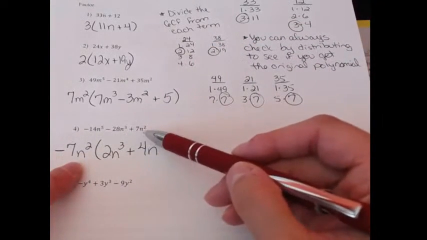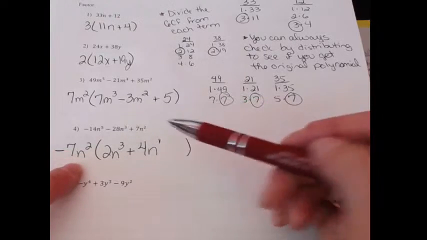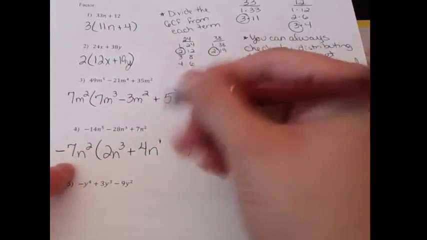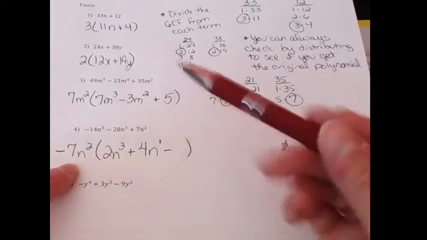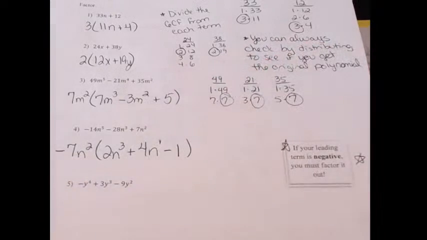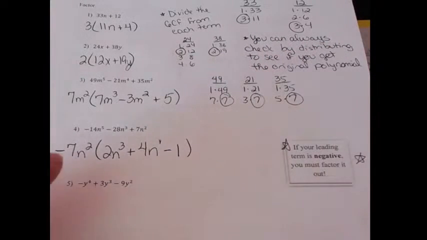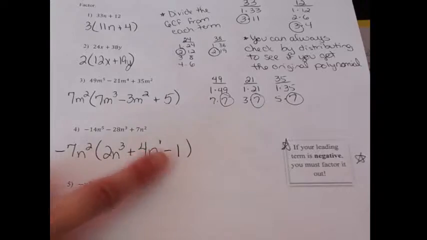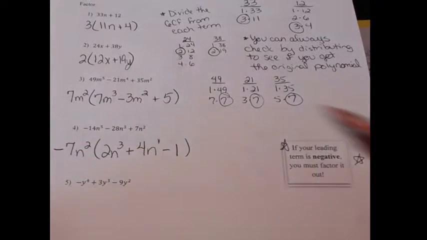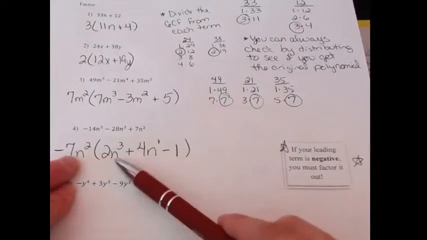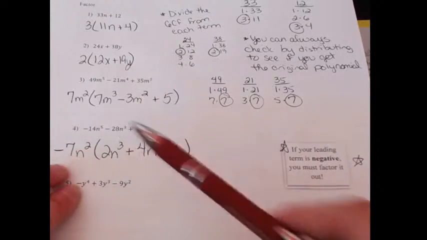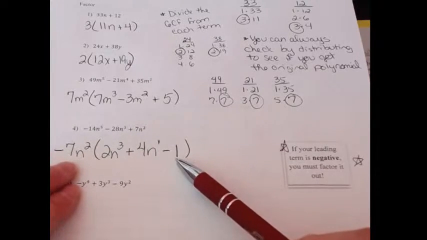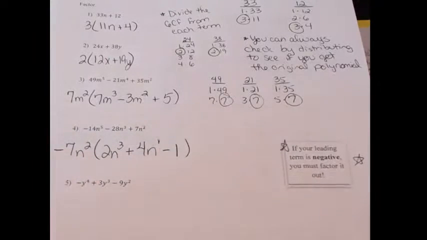Lastly, positive 7n squared divided by negative 7n squared. Think about positive divided by negative is a negative. 7 divided by 7 is 1. N squared divided by n squared is 1. So that leaves us with a 1. If you distribute, you will get the exact original polynomial. Negative 14n to the 5th, check. Negative 28n to the 3rd, check. Positive 7n squared, check. So we know we got this correctly, okay?